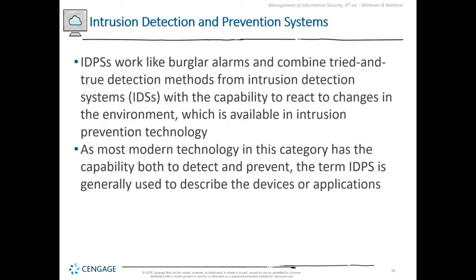So IDPSs, they work by detecting an intrusion or violation on a network and then triggering an alarm. An IDPS can be configured to prevent an attack, such as terminating a network connection, changing network devices, or modifying traffic. And they're going to utilize one of two base detection methods, either signature-based or statistical anomaly-based.